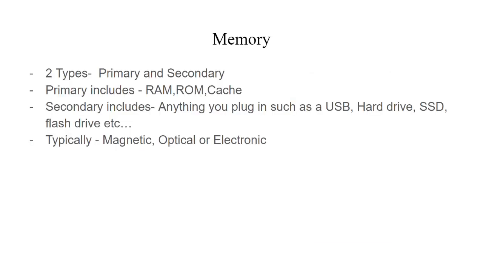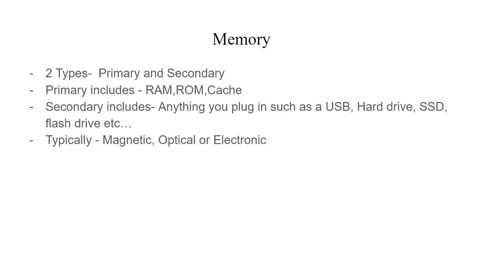Now, memory. There are two types: primary memory and secondary memory. Primary memory basically is what we think of as the memory. When we think of memory to store stuff, it's the primary memory. Secondary memory is anything you plug in, such as the USB, SSD, hard drive, flash drive, anything. Typically, it's magnetic, optical, or electronic.